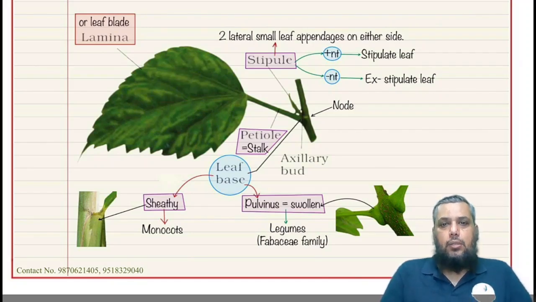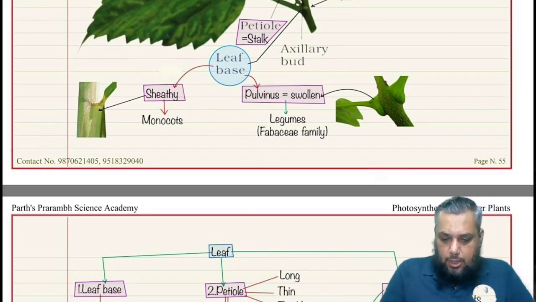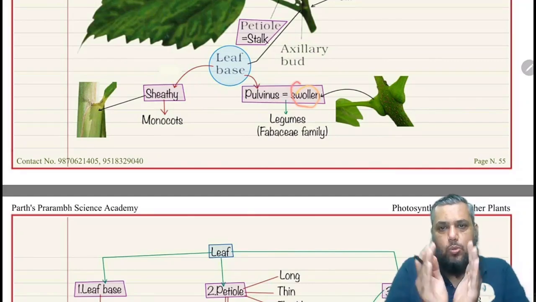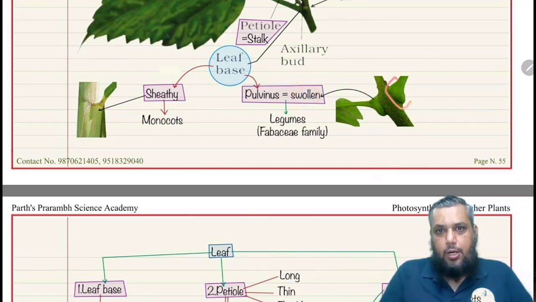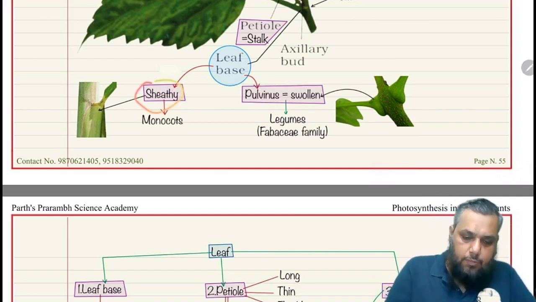Okay, now ये जो leaf base होता है, it can either be swollen. थोड़ा सा swollen leaf base. देखिए ये वाला point, swollen leaf base. And this swollen leaf base is called a pulvinus, and it is commonly found in legumes, that is the Fabaceae family. कोई plants में जो leaf base होता है उसको कहते हैं हम लोग sheathing leaf base.